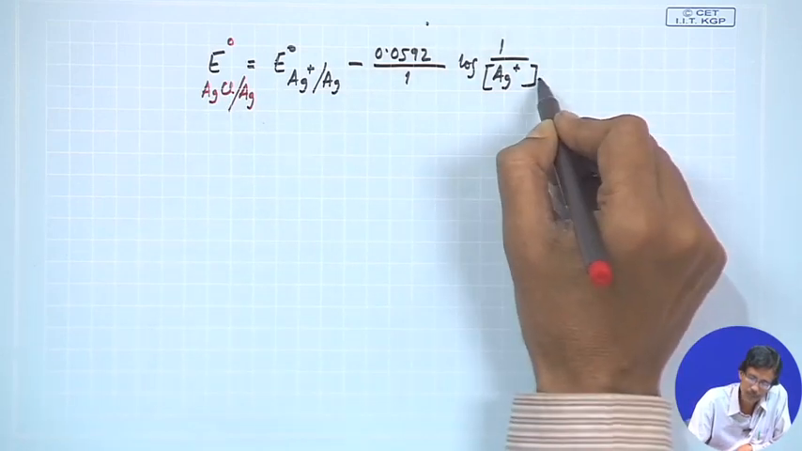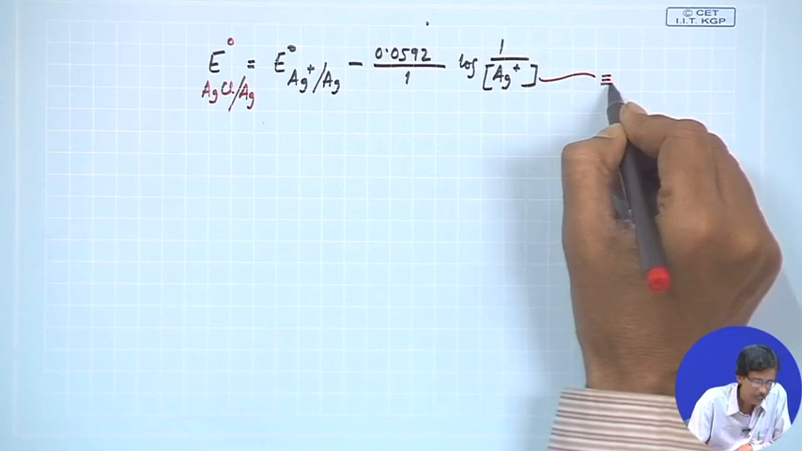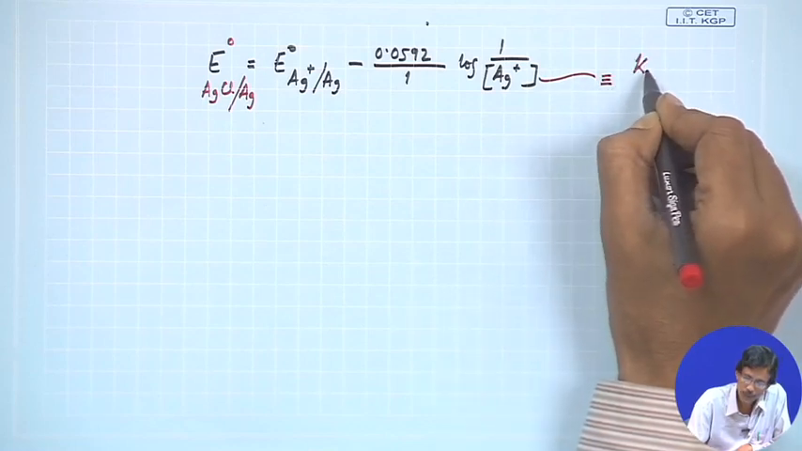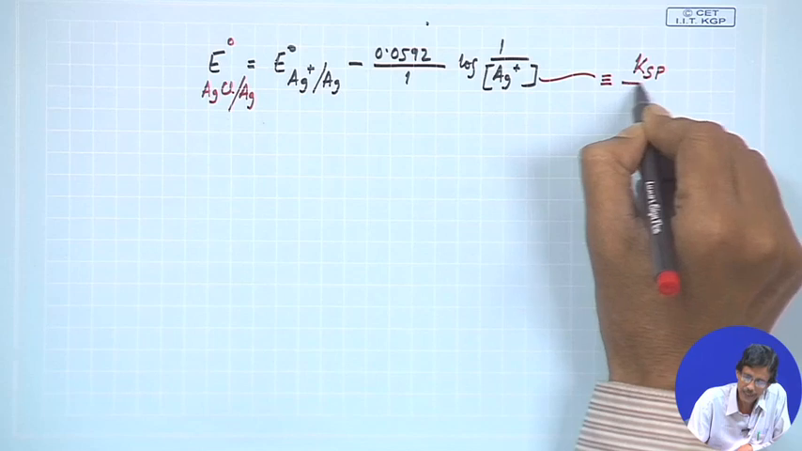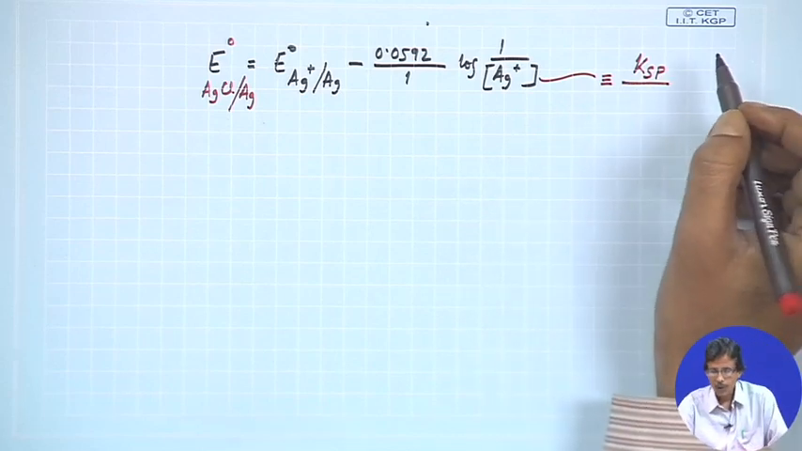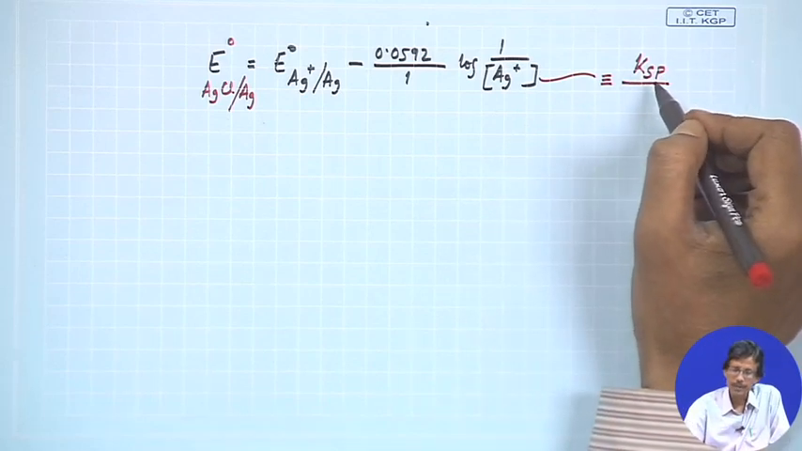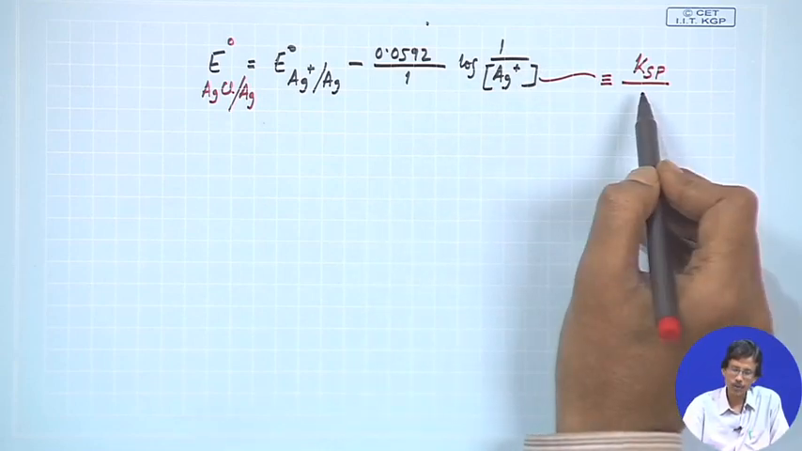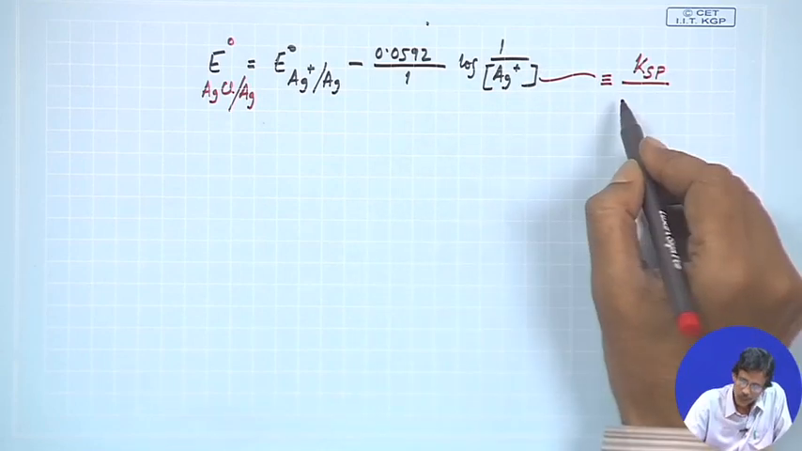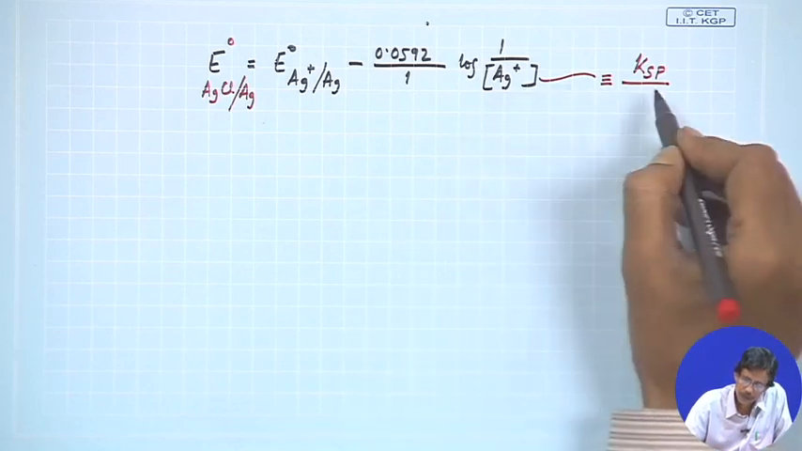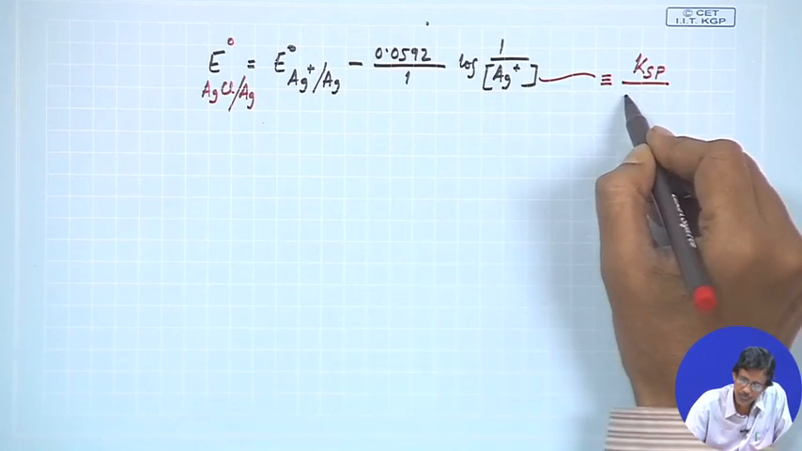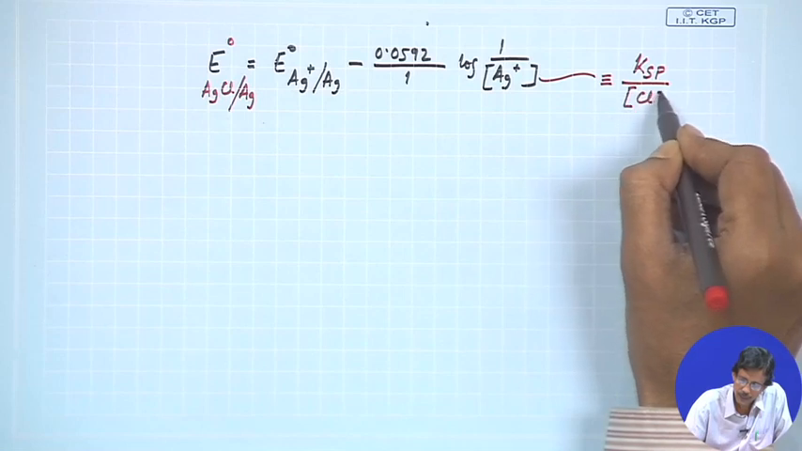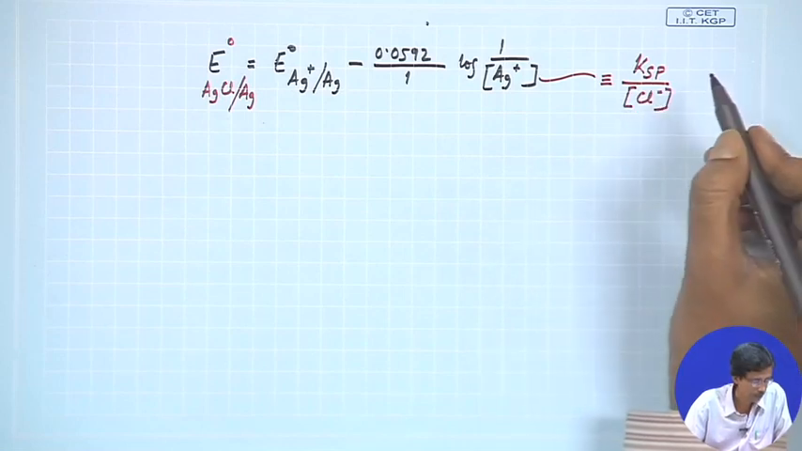That means this will be equivalent to your solubility product constant value, the Ksp value. We all know that the Ksp value is nothing but the product of the concentration of the silver ion and the chloride ion concentration. So, this silver ion concentration will be equal to your Ksp value divided by the concentration of your chloride ion.